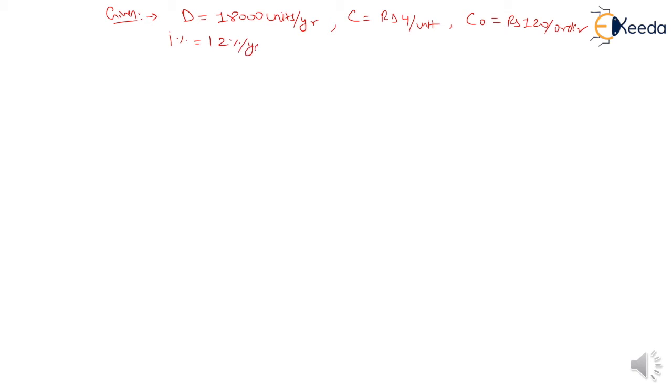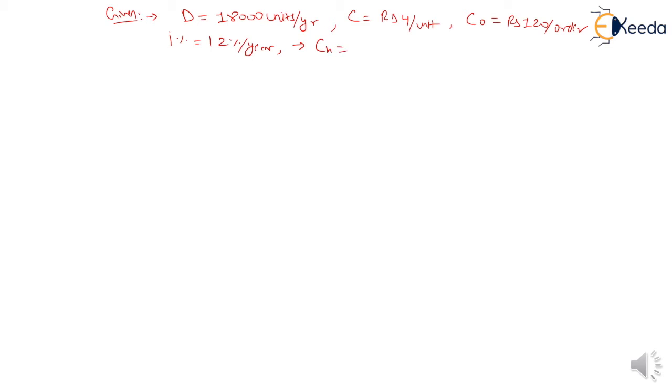So let's start. Write down the given data first of all. What is the given data, friends? The capital D, annual consumption of the item, is given as 18,000 units per year, and unit cost capital C is given as rupees 4 per unit. Ordering cost C naught is rupees 120 per order, and I percent is given as 12% per year. So from here we can easily calculate the CH.